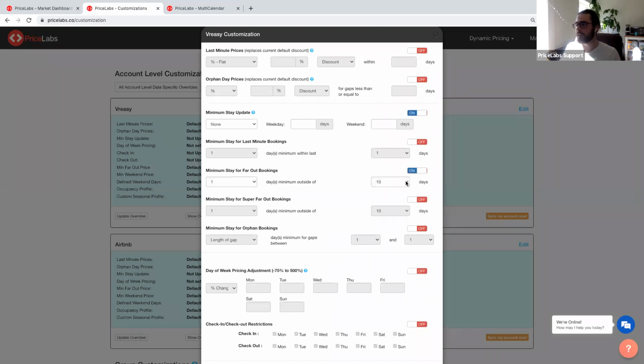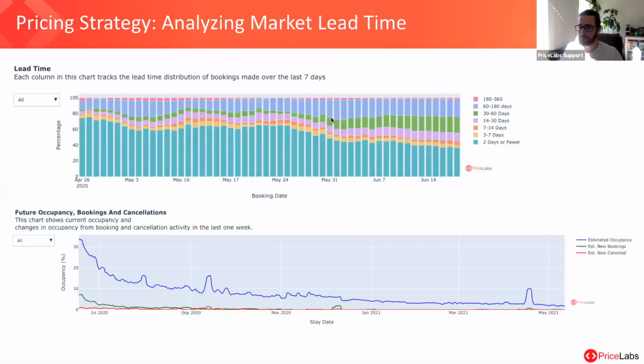So you might want to set a far out minimum stay to say, hey, if a booking's coming more than 30 days in advance, instead of using my standard minimum stay setting that might be 2 nights here, let's require them to book 5 nights, for example, to try to get those vacations. And then as the date comes closer, we gradually relax those settings here.